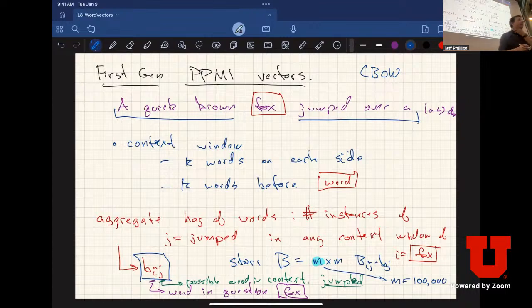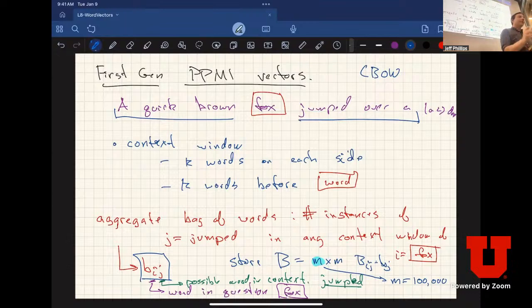Okay, so it's 100,000 words. So that'd be a 100,000 by 100,000 matrix. So this is not very practical, but this is kind of a conceptual first step. Okay, so I want to keep track of these counts nearby.